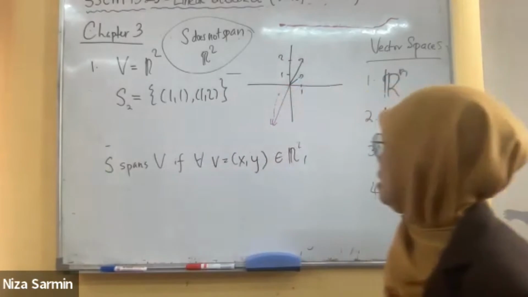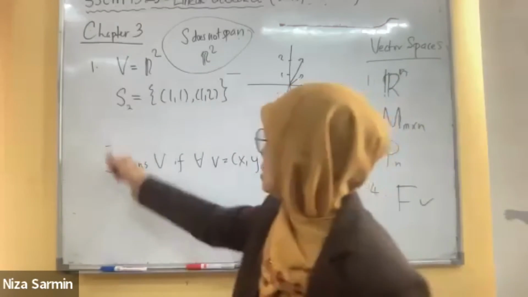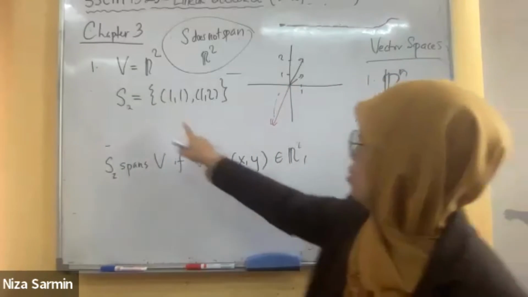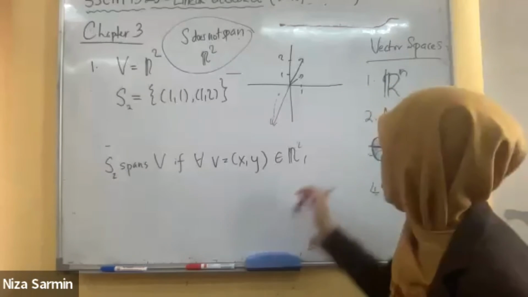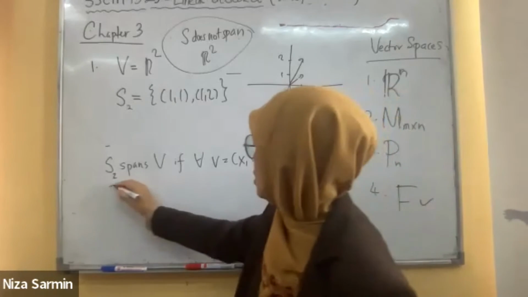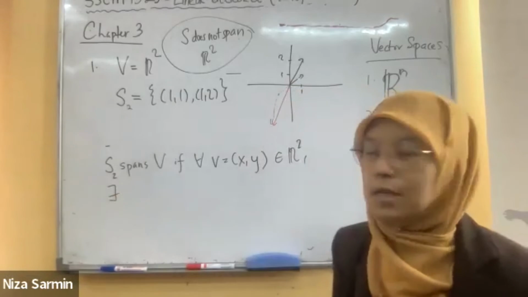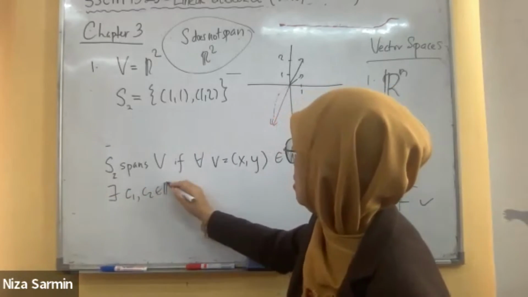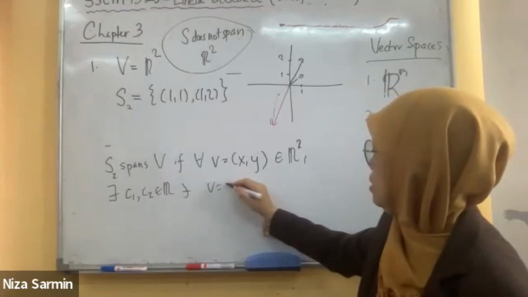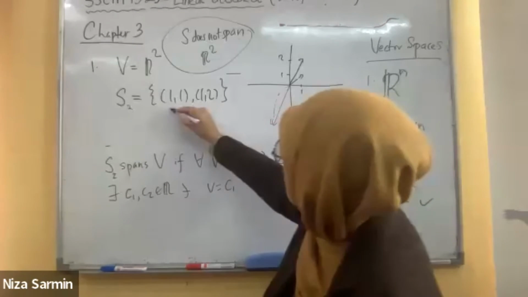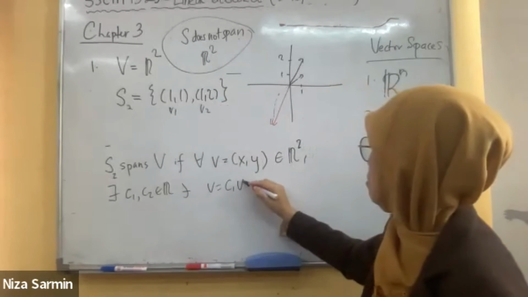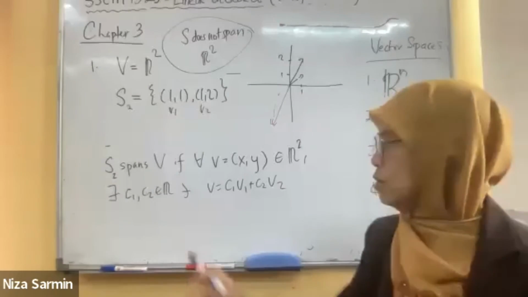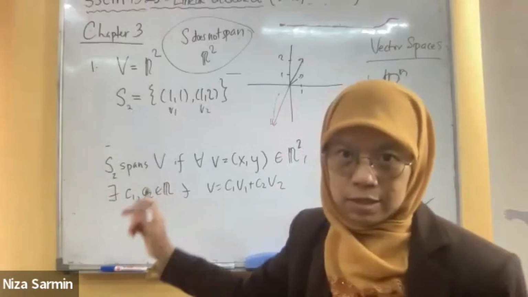Okay. So I write the definition. S2 spans V if for all V equals (x,y), because this is R2, in R2 that exists. Now how many vectors in S2? Two of them. So c1, c2 in R such that V is c1 V1 plus c2 V2. So the key is to solve the equation. Find c1, c2.